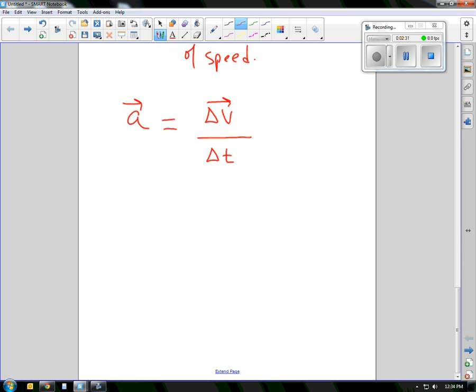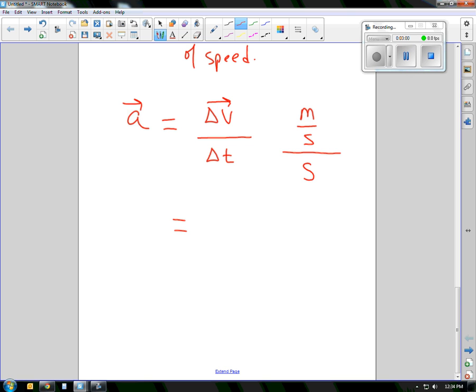Now the units are kind of interesting. This is the first thing that I'd really like you to know: why the units are the units they turn out to be. If we're going to go with units like velocity, that's meters per second. And then we would divide that by seconds. So what does that make the acceleration units?